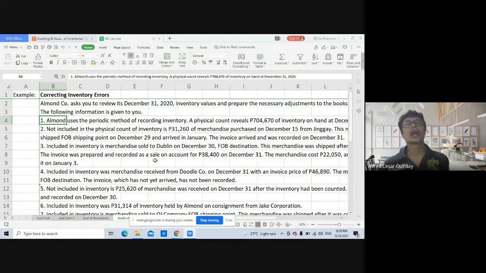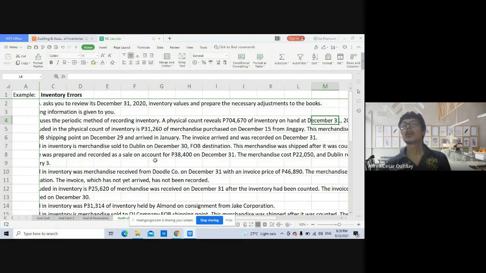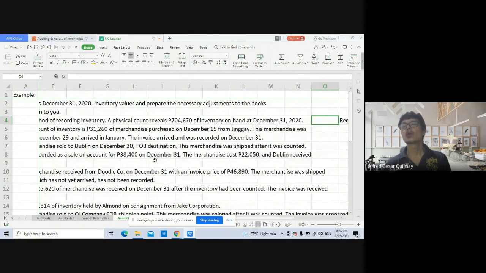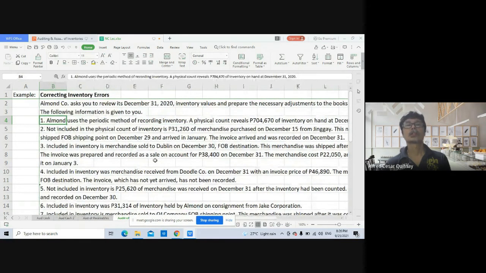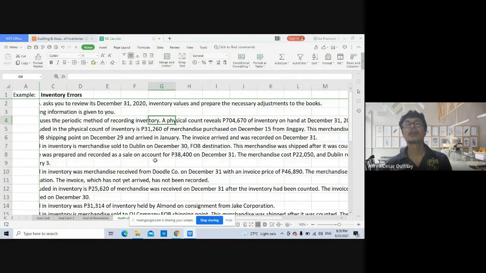So number 1: Almond uses the periodic method of recording inventory. A physical count reveals 704,670 of inventory on hand at December 31, 2020. We will answer as we go along. So we put here the balance of inventory as of December 31 per count, what you counted as the auditor. Of course, that is the most persuasive because you saw it yourself.